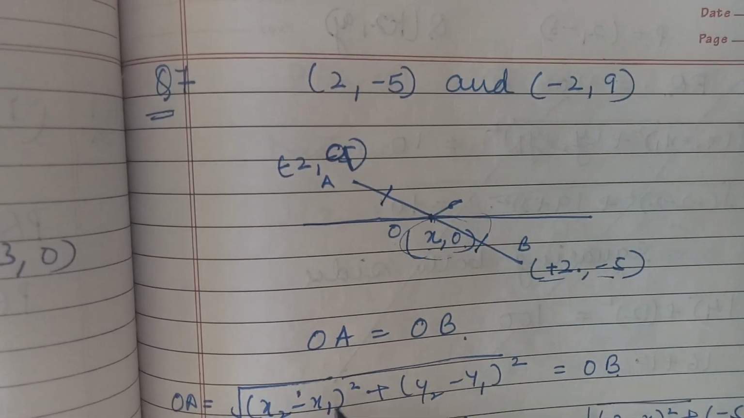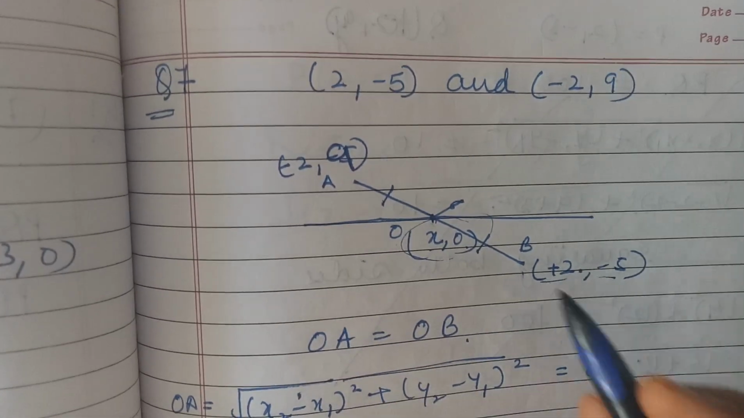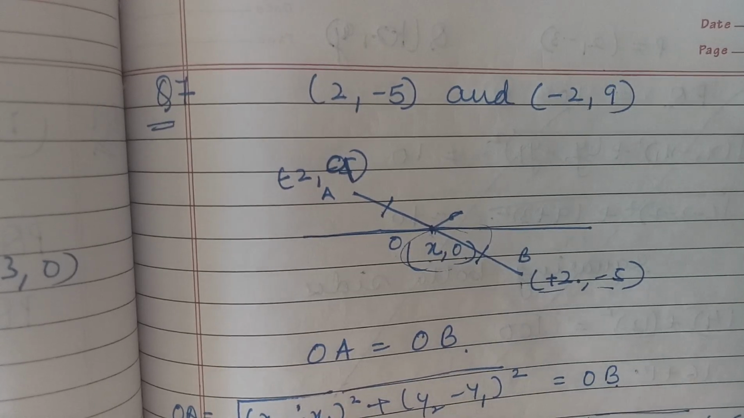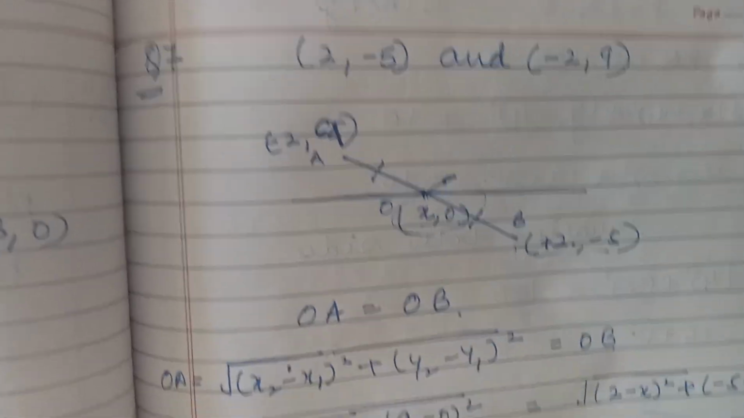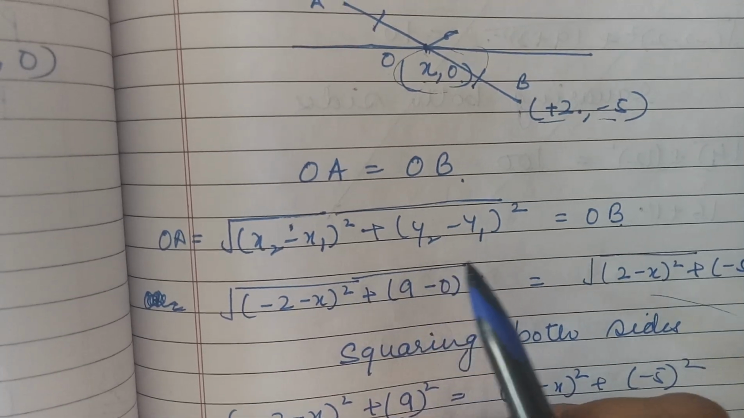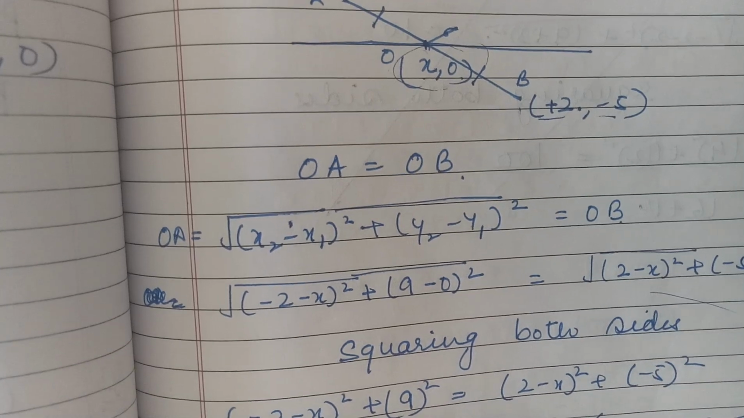ये हमें गिवन है. It means that OA is equal to OB. ये हमें दिया हुआ है. तो अब हमें क्या करना है? OA and OB, the formula is again distance formula. So what is the formula we have? x2 - x1 whole square plus y2 - y1 whole square, and both of them have the same formula.